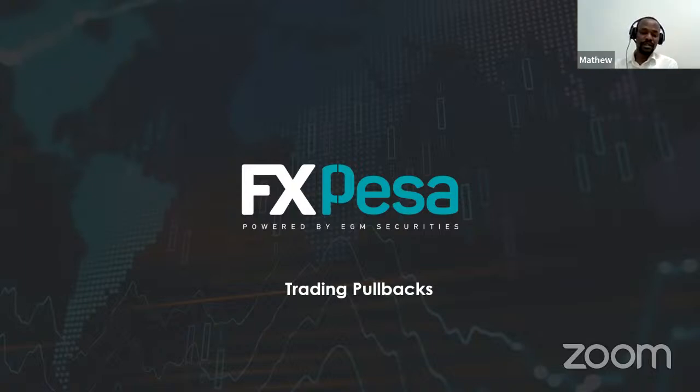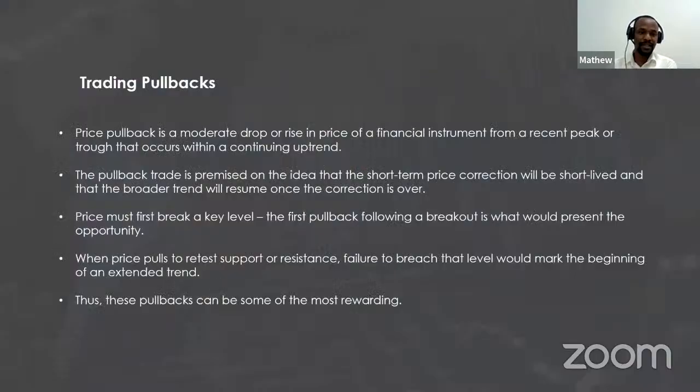So let's dive into our topic for today, trading pullbacks. Right, to the first slide, we're having a description of a pullback. It's where you have a moderate drop or rise in price of a given financial instrument after a recent peak or trough has been hit. And that's within a continuing uptrend, for instance, or a downtrend.